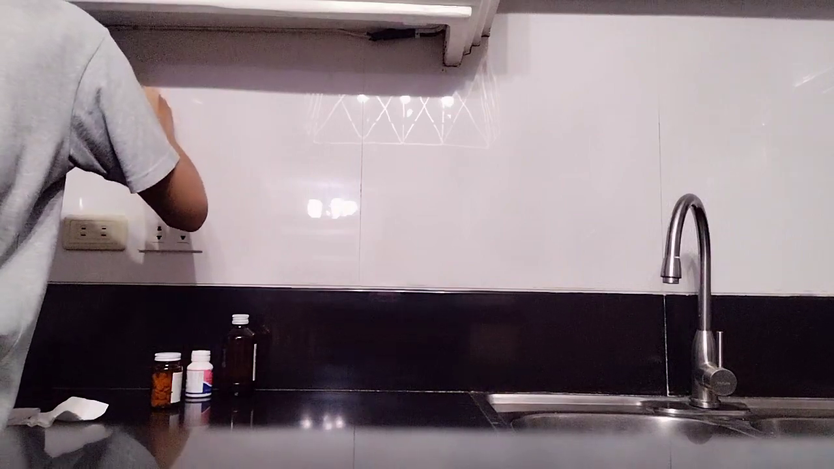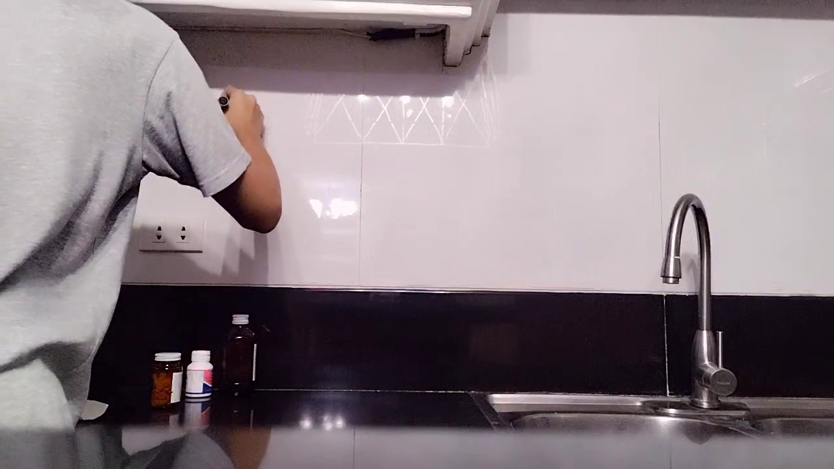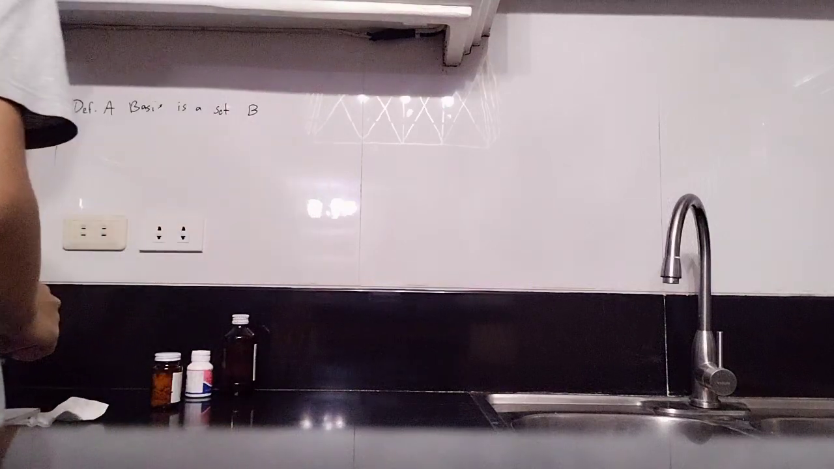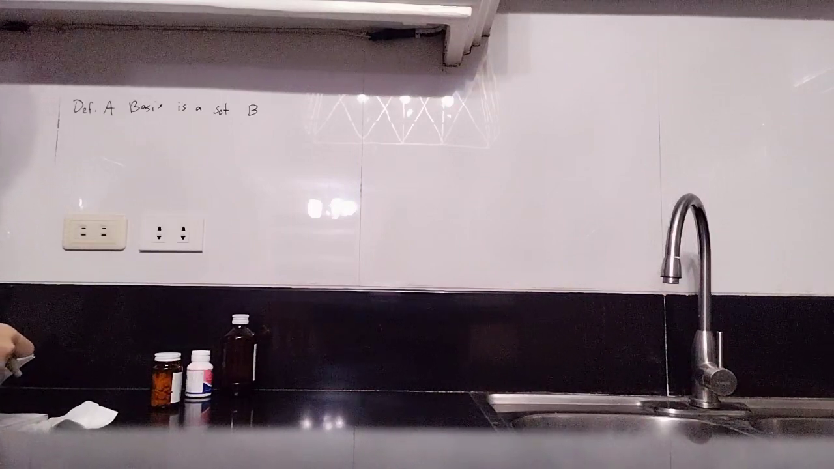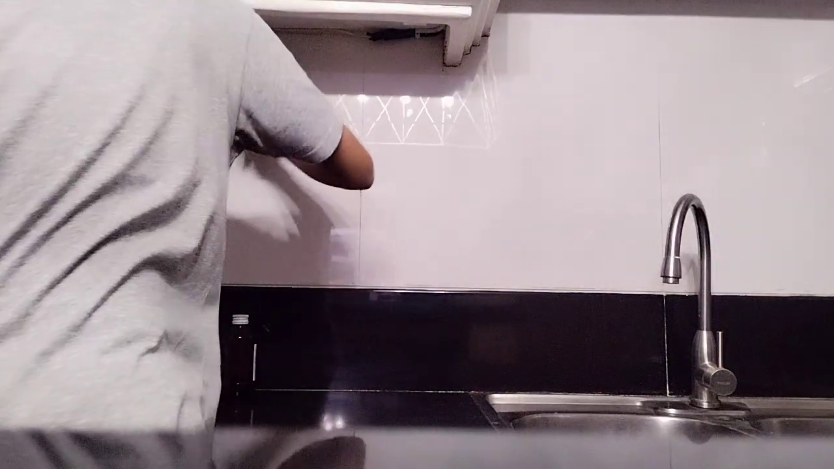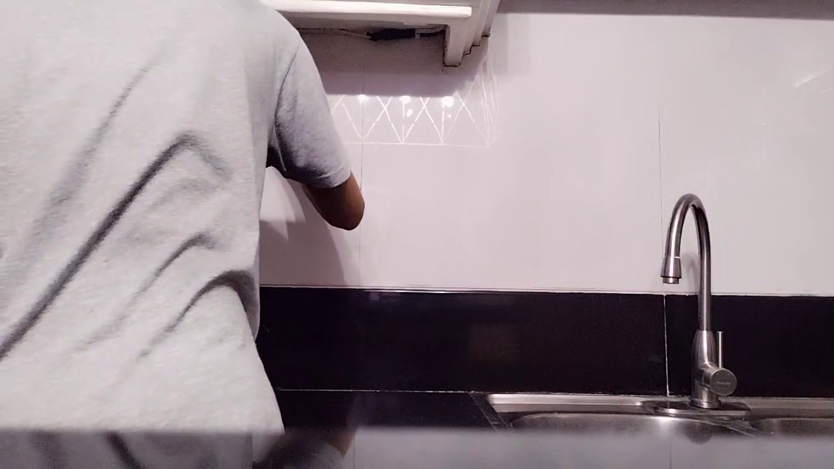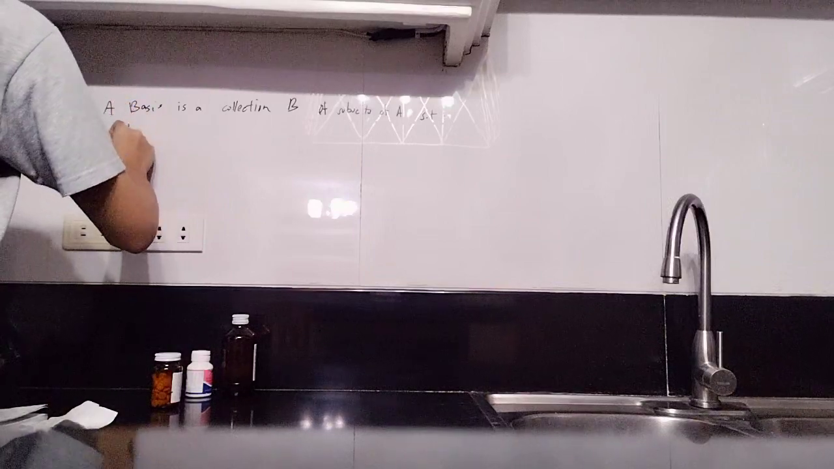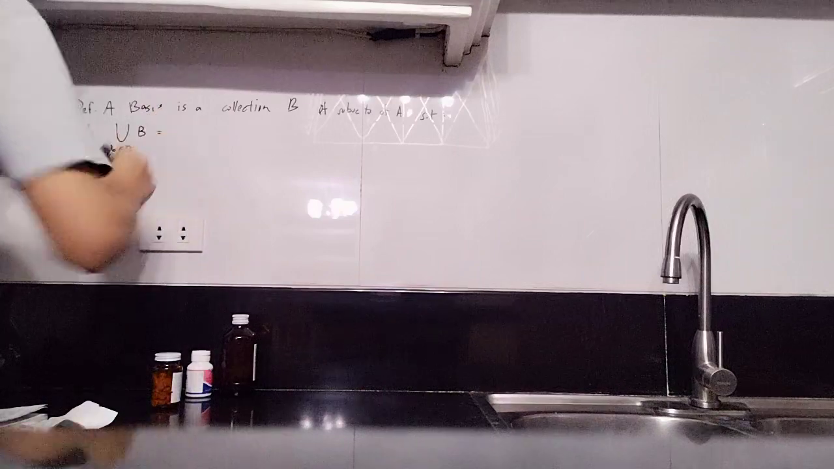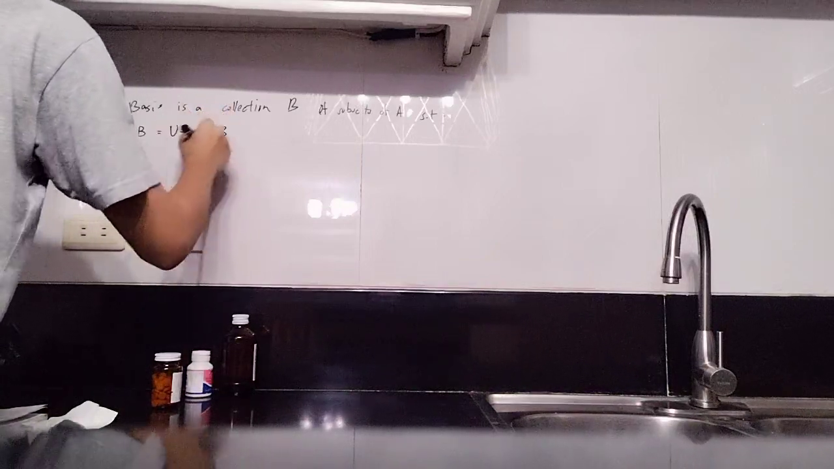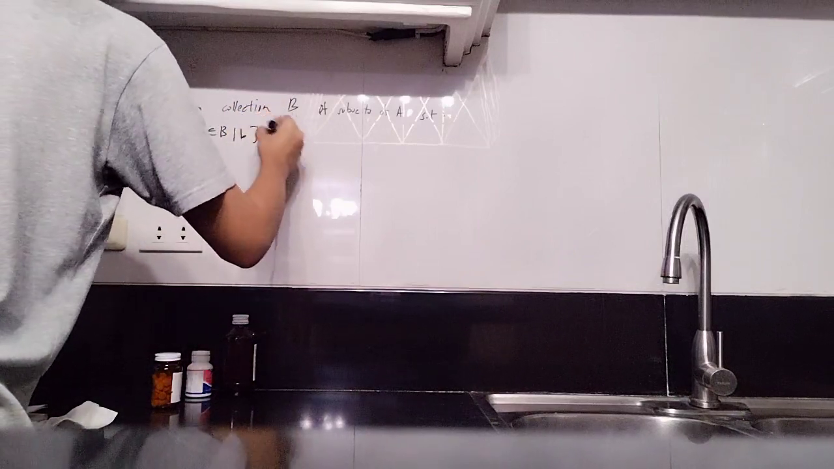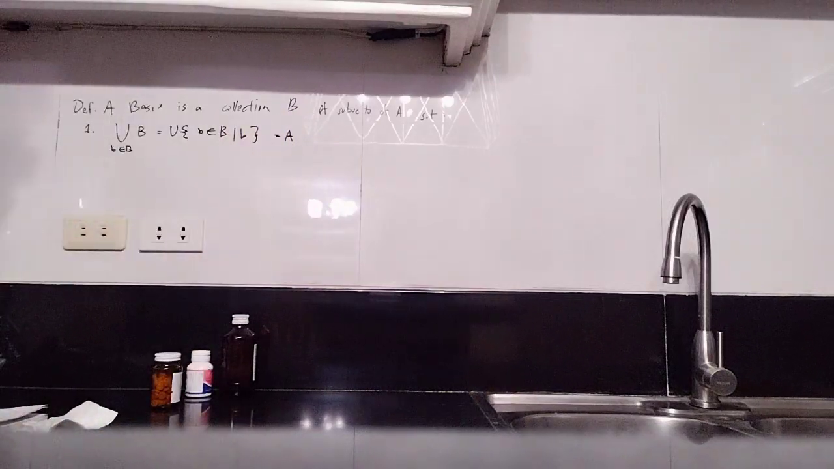So, definition: a basis is a set which I will call B. No, it's a collection of subsets of A such that, one, the union of all B in the basis, so all elements in B, whether it's ordered or not, is precisely A. So the union of all these subsets is A.